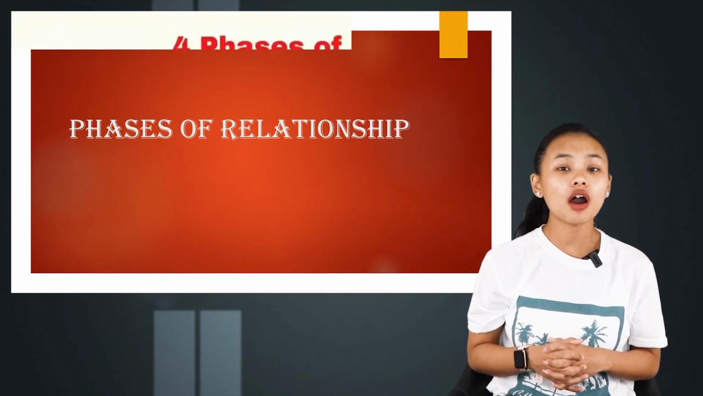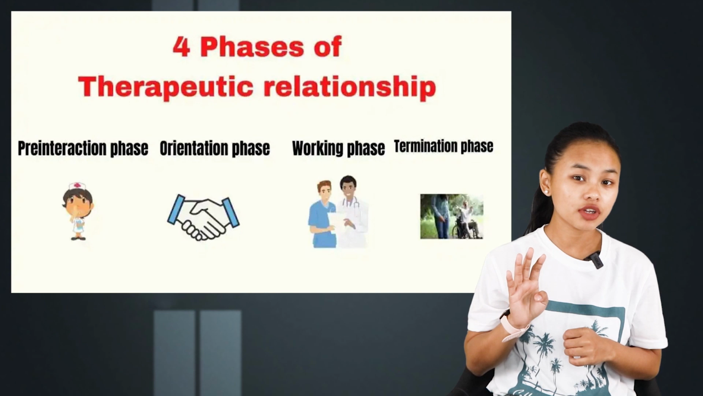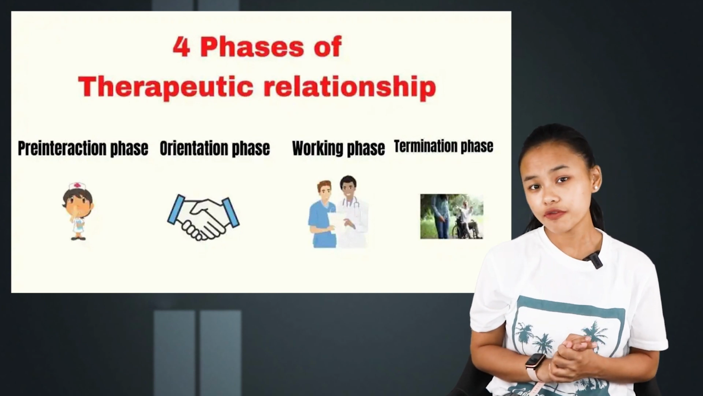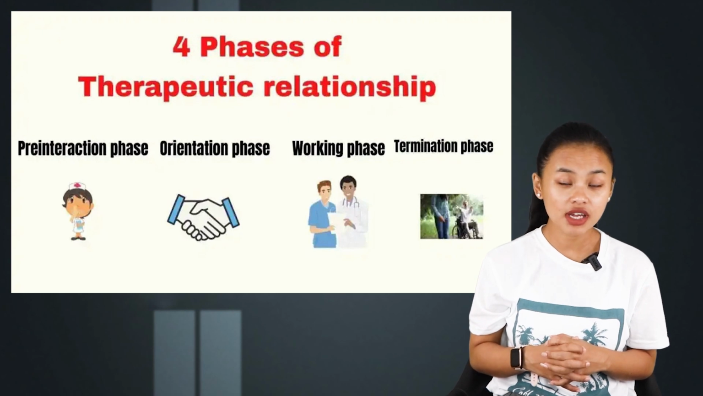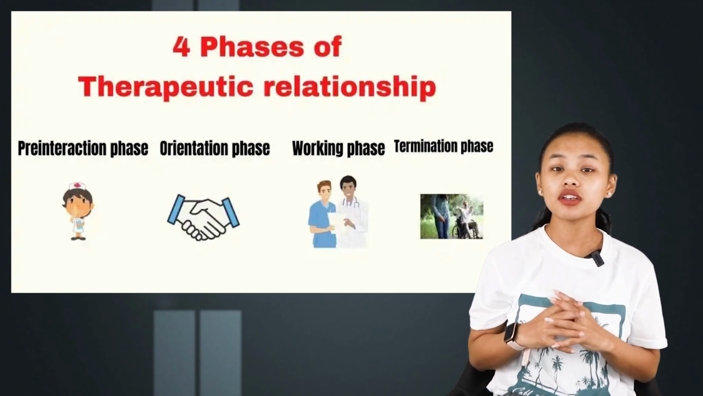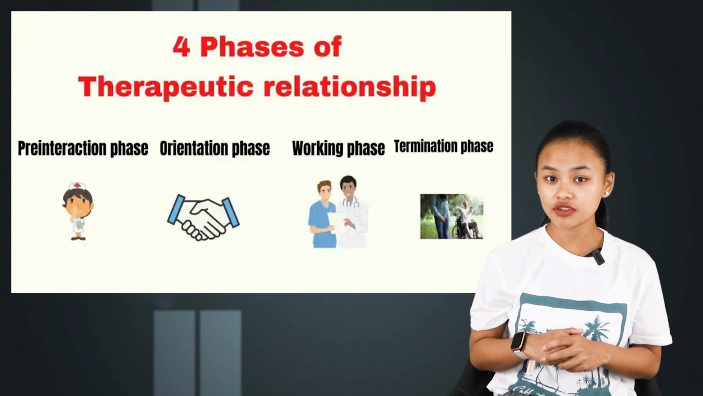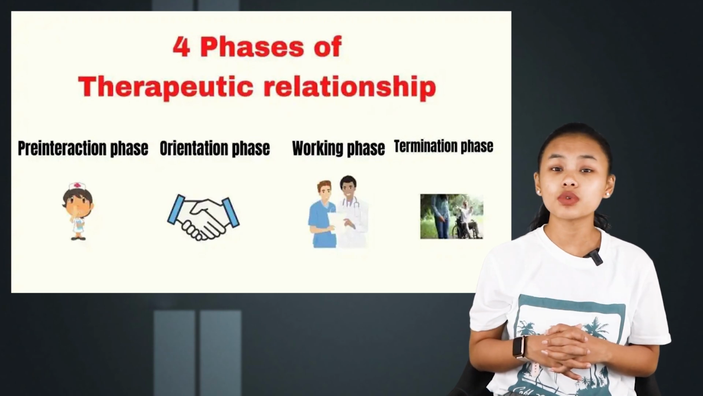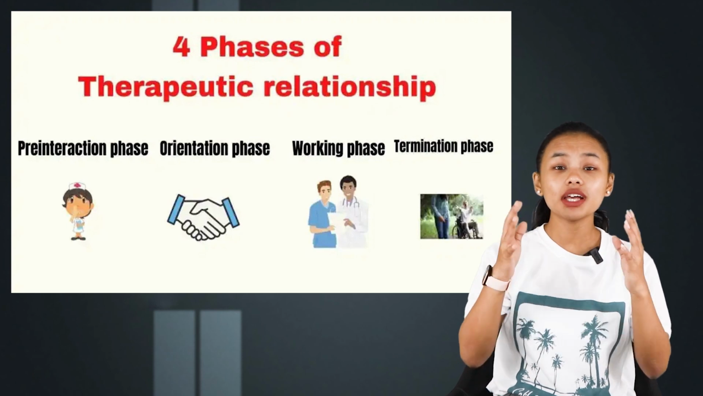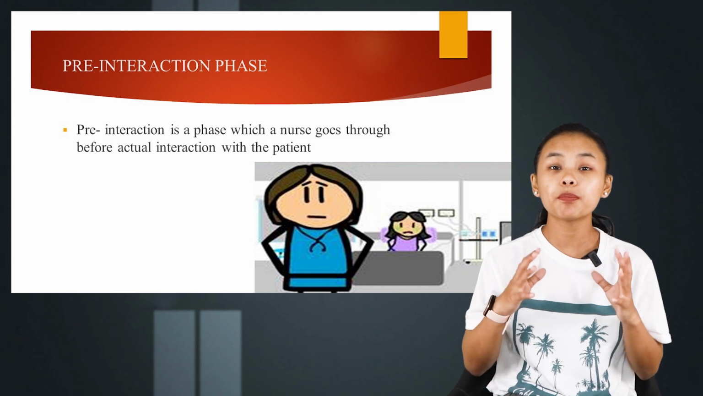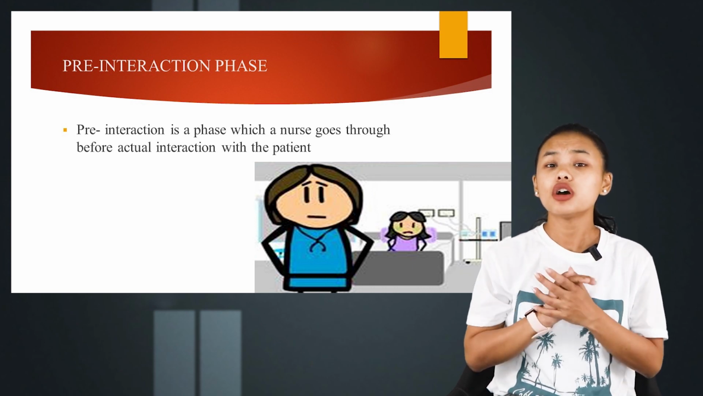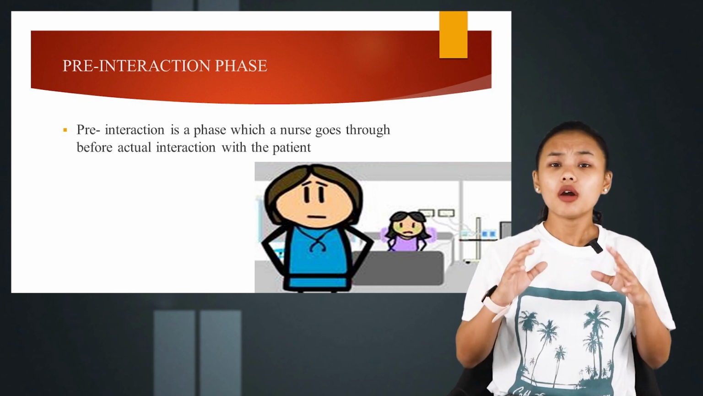So in therapeutic communication, there are 4 phases. These 4 phases are: the first one, the pre-interaction phase; the second one, the introductory or the orientation phase; the third, the working phase; and the fourth one, the termination phase. So let us look at each phase in detail. The first one here is the pre-interaction phase. So what do you mean by this?